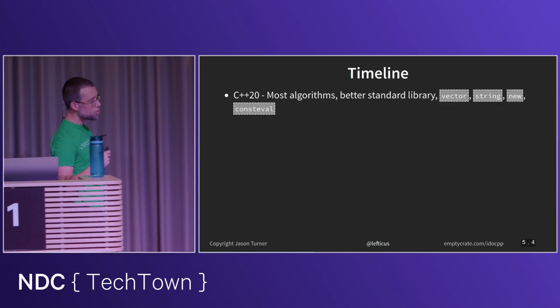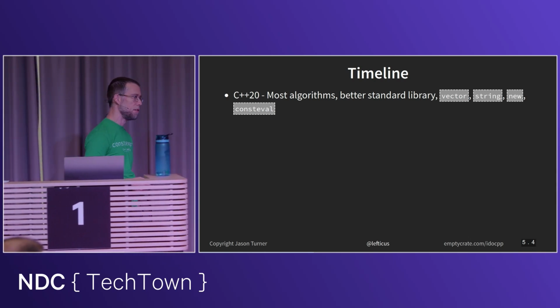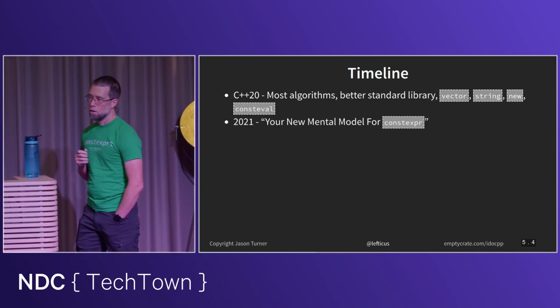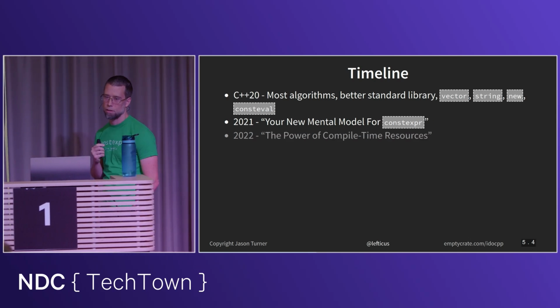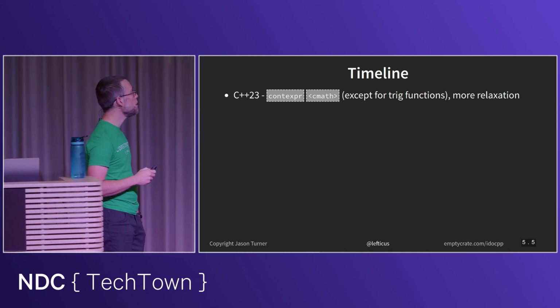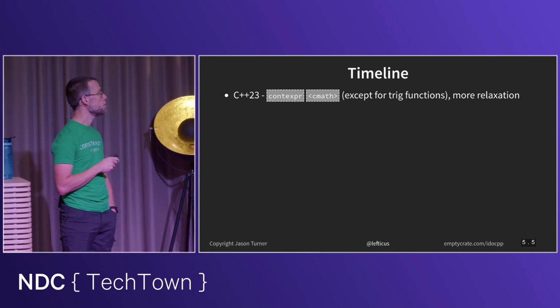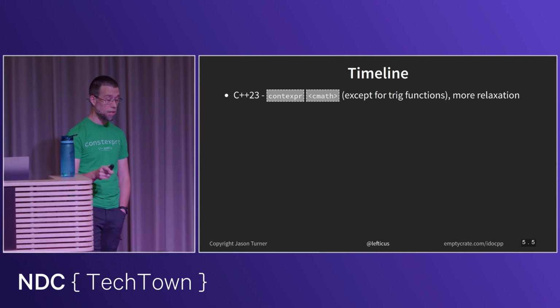And C++20, most of the algorithms, better standard library, vector, string, new, consteval was added. Consteval is going to come up in a minute in this talk. In 2021, Your New Mental Model for Constexpr, another one of my talks. And then The Power of Compile Time Resources in 2022. In C++23, we get constexpr cmath, except for the trigonometric functions, and even more relaxation of the rules. In 26, have we fully accepted the trigonometric functions for constexpr?